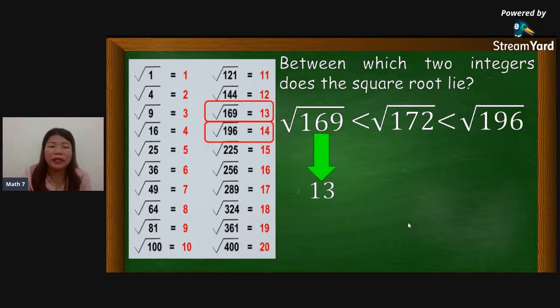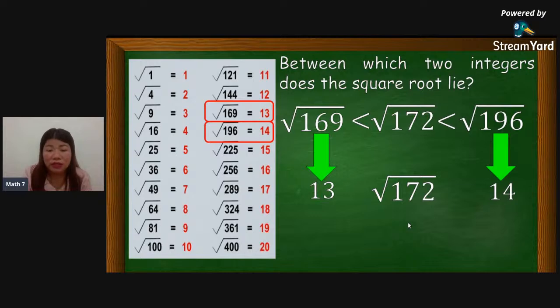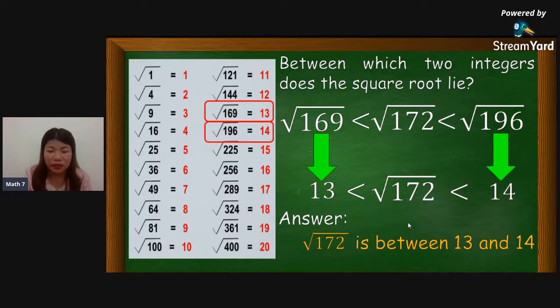So, kapag in-extract natin, kinuha natin yung principal root, ang square root of 169 ay 13. Square root of 196 is 14. So, you have square root of 172 is greater than 13 but less than 14. So, this is the answer: square root of 172 is between 13 and 14. Type next kung naintindihan. I hope you have your copy of this. O kaya kung wala kayong kopya, bisitahin nyo yung YouTube ni ma'am. Type next po.